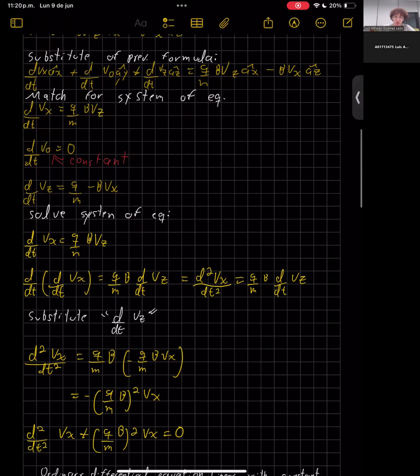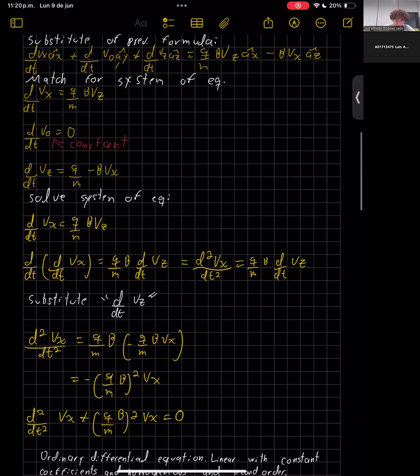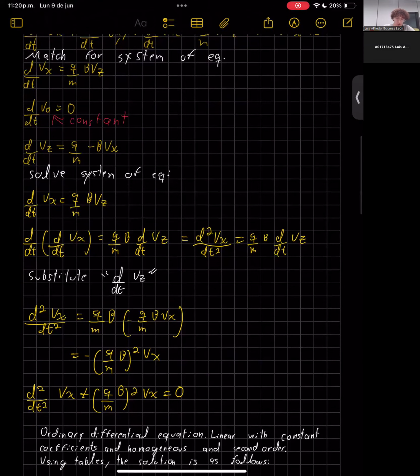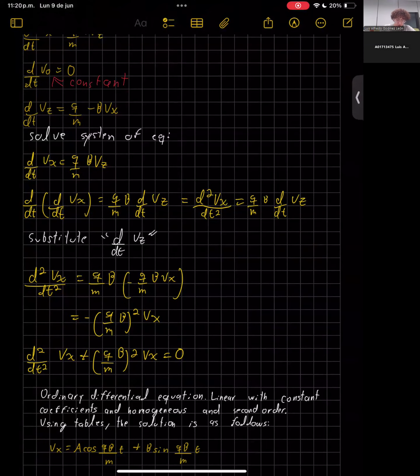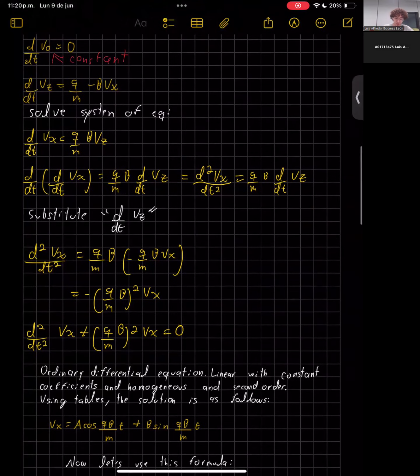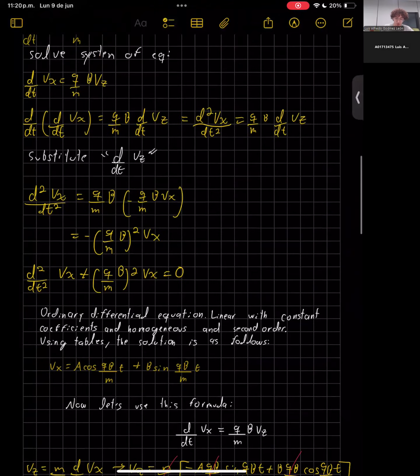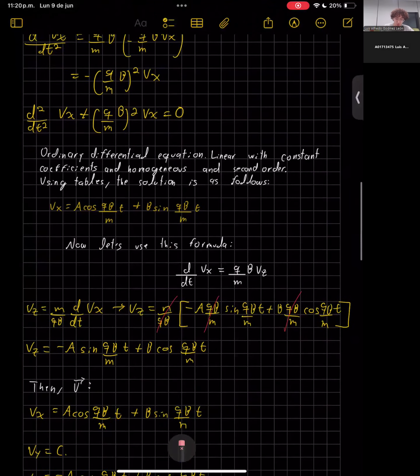Then we are going to start solving the system of equations. And here, what we do is apply a second derivative on both sides, so we can have a term with a derivative on the right side of the equation. So now we can start to do the substitution and start again the process of solving the system of differential equations.